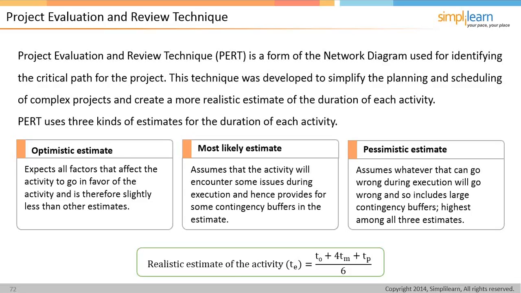When we're looking at the optimistic estimate, we expect all the factors that affect the activity to go in favor of the activity, and it is therefore slightly less than the other estimates. Most likely assumes that the activity will encounter some issues during execution and hence provides for some contingency buffers in the estimate. And then there's the pessimistic estimate, assuming whatever can go wrong during execution will go wrong. Murphy's Law: what can go wrong will go wrong. And so it includes a large contingency buffer, the highest among all estimates.